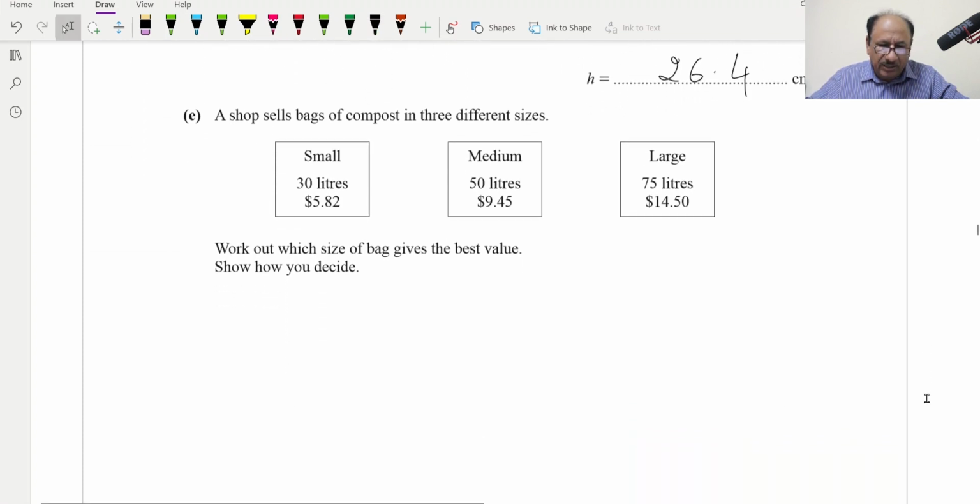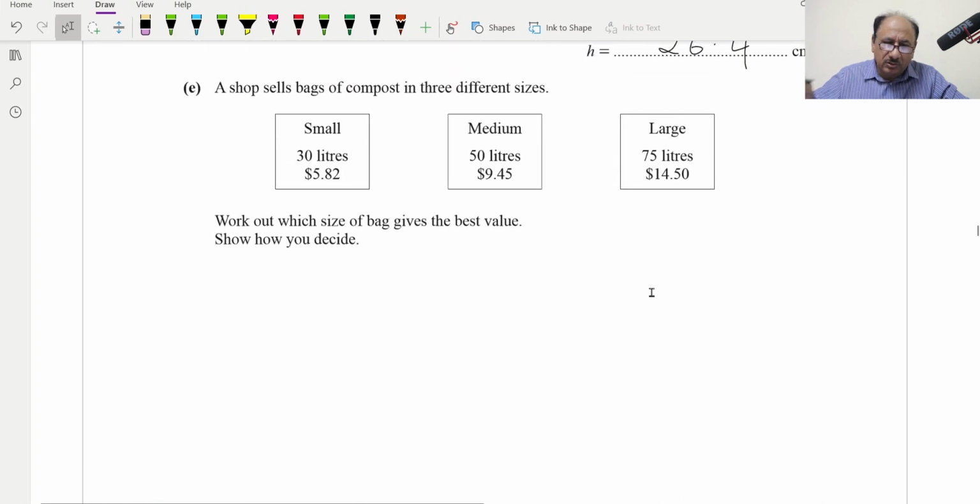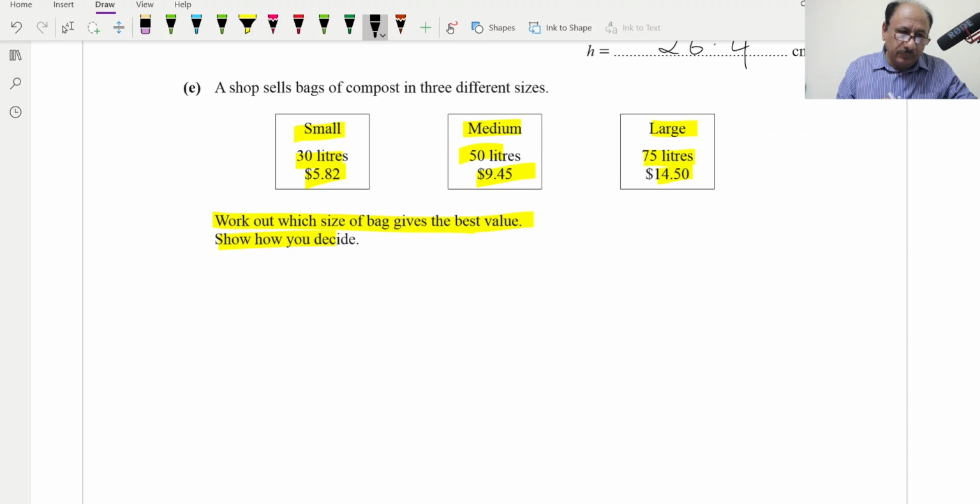Then a shop sells bags of compost in 3 different sizes. They have provided those sizes: small, medium and large, and these are the details for that one, and we have to work out the best value or best buy. We have to calculate. So how will we do this question? This is also a very interesting and easy question. We have to basically compare these.